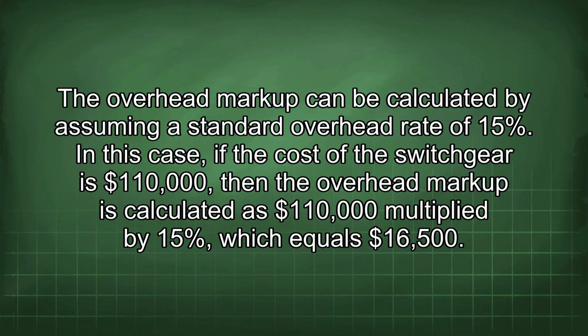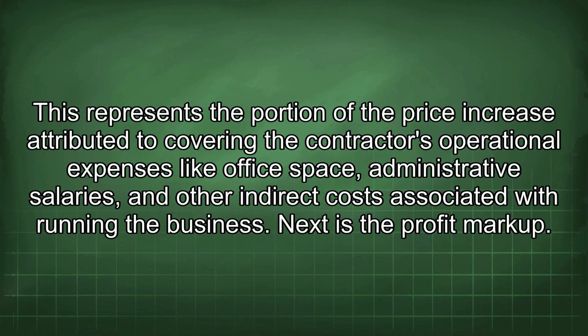The overhead markup can be calculated by assuming a standard overhead rate of 15%. In this case, if the cost of the switchgear is $110,000, then the overhead markup is calculated as $110,000 multiplied by 15%, which equals $16,500. This represents the portion of the price increase attributed to covering the contractor's operational expenses like office space, administrative salaries, and other indirect costs associated with running the business.